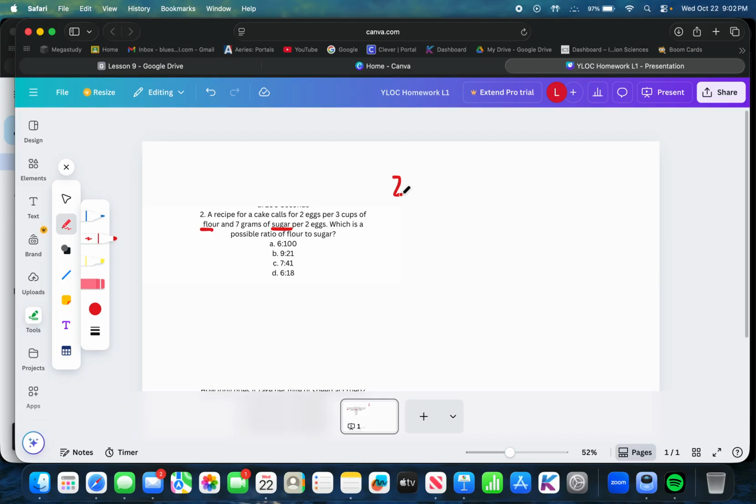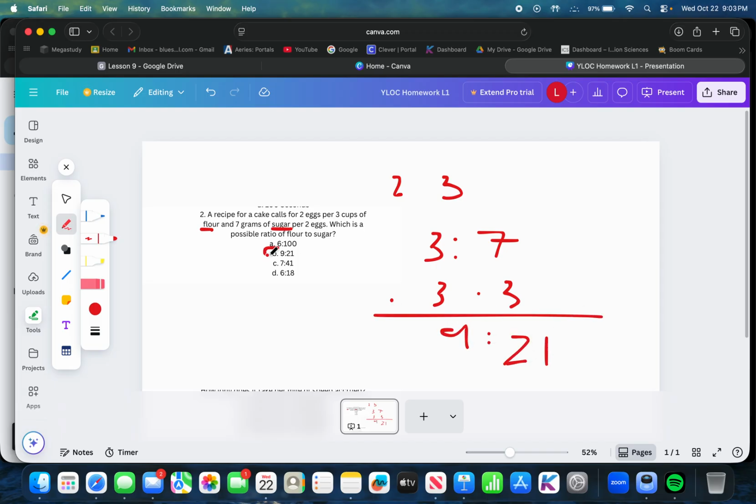You know it's 2 eggs per 3 cups of flour, and 7 grams of sugar per 2 eggs. So essentially this is basically 3 to 7 because they're asking for grams of sugar. Times 3 on both sides. What we do to one side we always do to the other, so here we have 9 to 21. B.